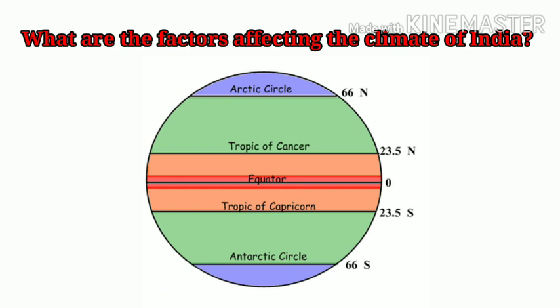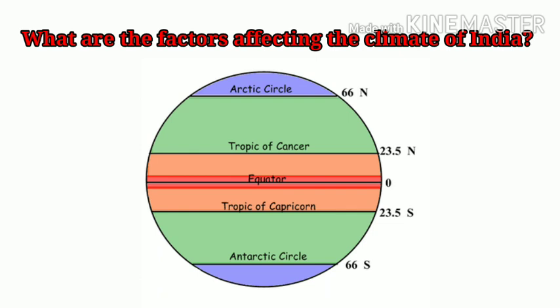Now let us discuss the factors which are affecting the climate of India. So now let us take a look at latitude. You can see on your screen a picture of Earth where Earth is divided by the lines of latitude and longitude. Here the Arctic is drawn at 66° north, then the Tropic of Cancer, which is drawn at 23° 30 minutes north, then the equator, which is 0°, and it is a half part of the earth which is known as the northern hemisphere.